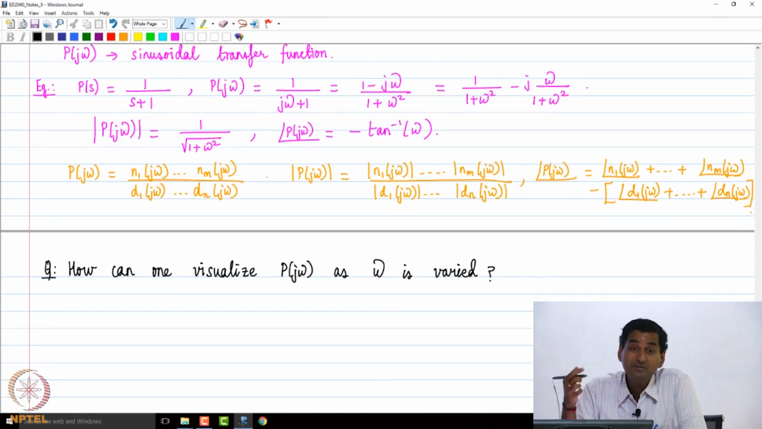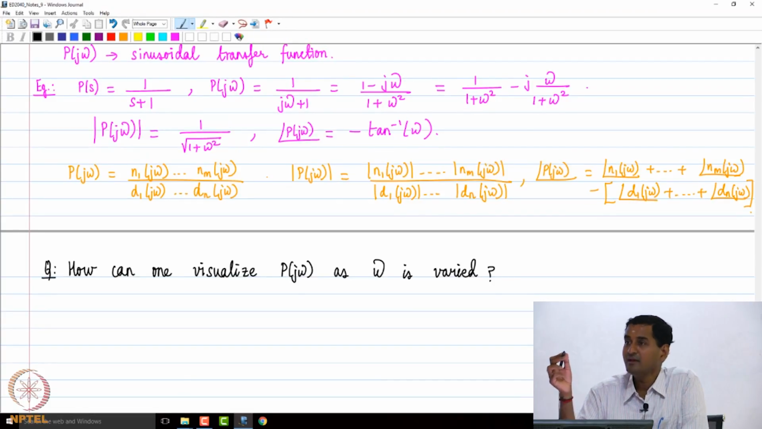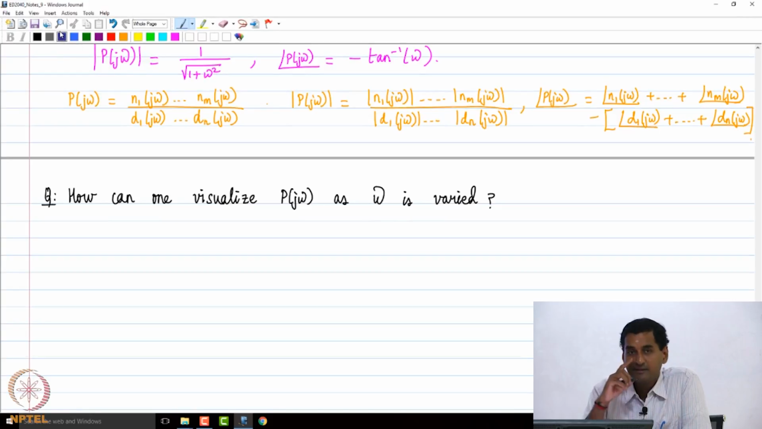From that perspective, it becomes quite important to figure out how one can visualize the sinusoidal transfer function's variation as omega is varied. First of all, we need to ask ourselves, can we visualize graphically how P of j omega changes as omega is varied? If so, how? And the answer is yes, we can, and broadly there are three visualizations that typically are used.